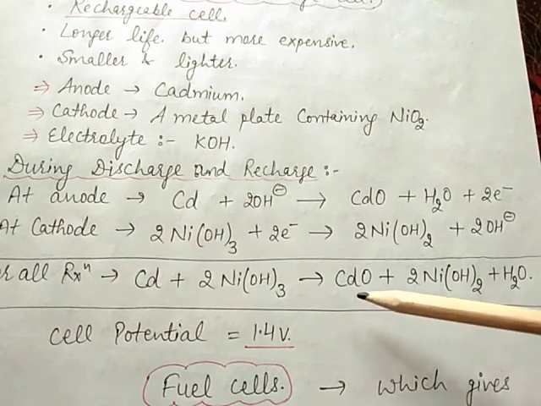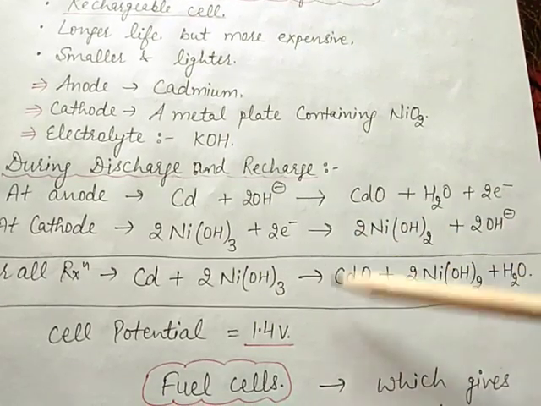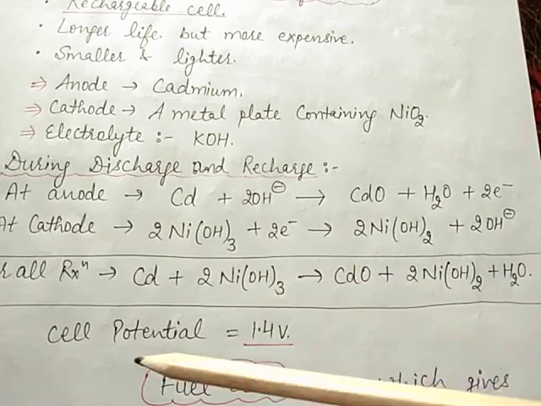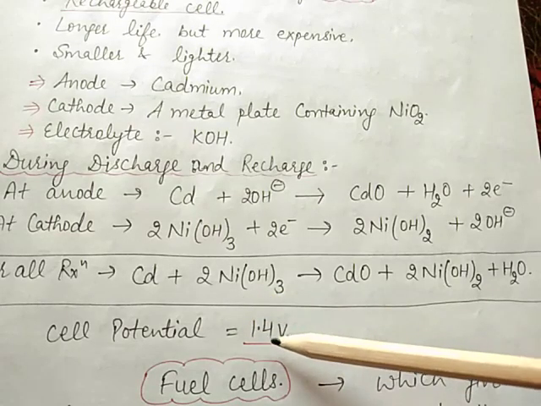After that, on recharging, these reactions become reverse. Reactants become products and products become reactants. The cell potential of this reaction is 1.4 volt.